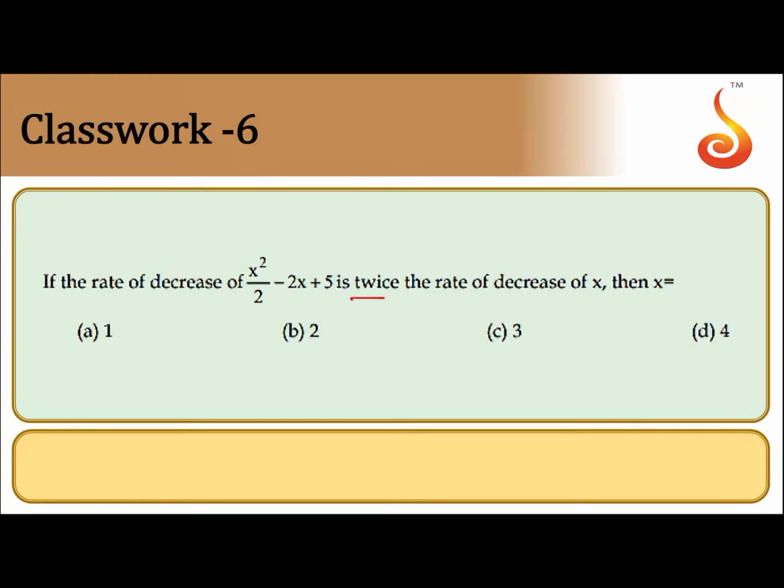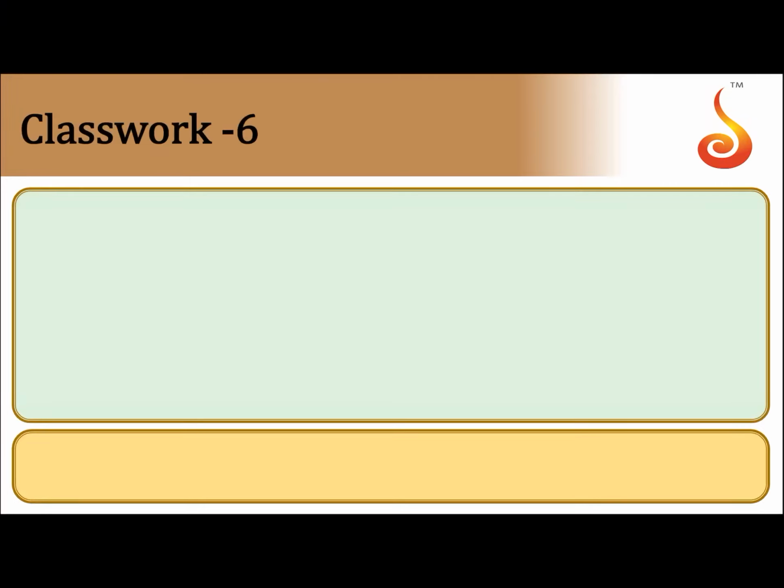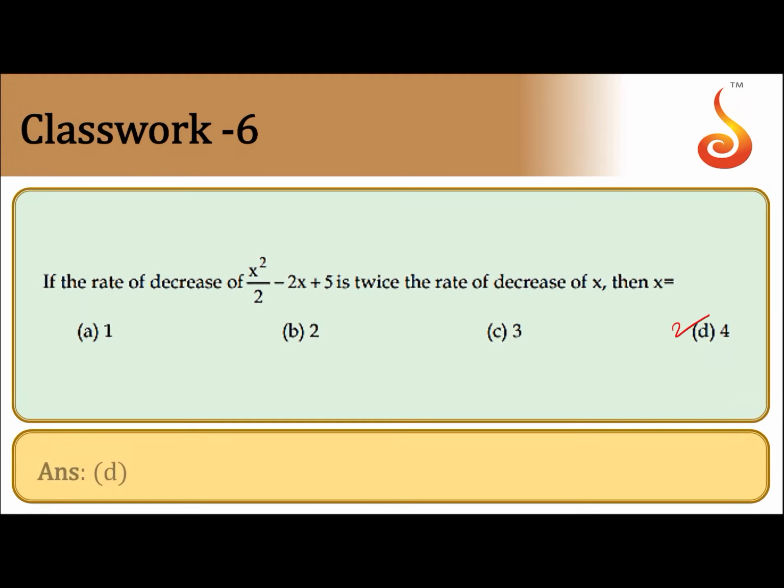I think it is twice the rate of decreasing. Sorry, it is twice, and therefore x - 2 = 2. You'll be getting 4. So the answer is 4.